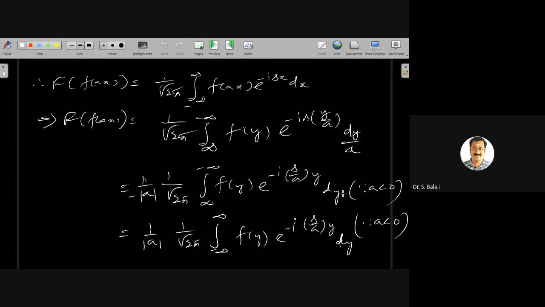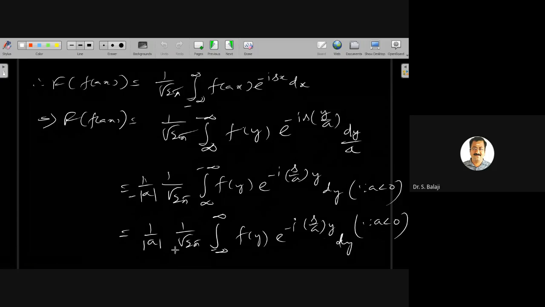Because I am taking this negative part, the minus outside, this minus will change the order of the limit, from minus infinity to plus infinity. So we get 1 by modulus a, 1 by root of 2 pi, integral from minus infinity to plus infinity of f of y e power minus i s y by a dy, for a less than 0.